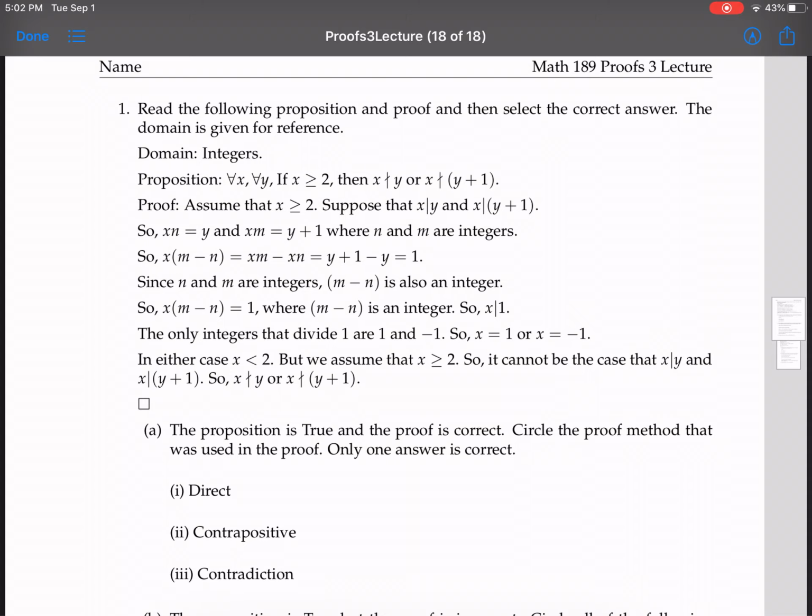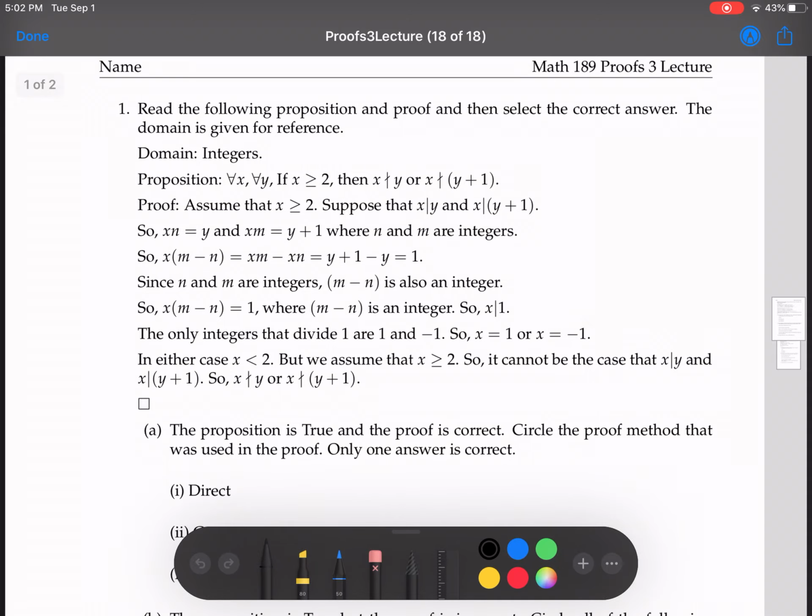All right, first let me read through the proof and just talk about that. Okay, so the proof is saying that no matter which integers x, y you pick, if it's true that x is greater than or equal to 2, then x does not divide y, or x does not divide y plus 1. So the thing to notice here is that these symbols here are does not divide.